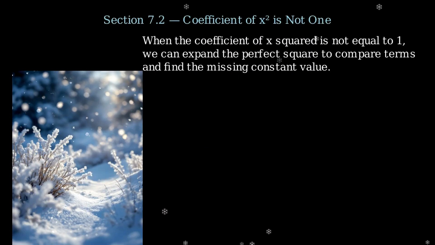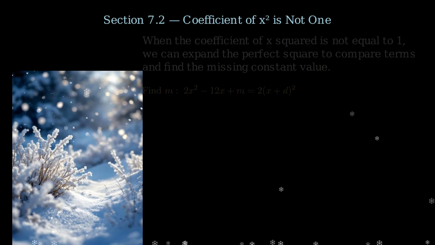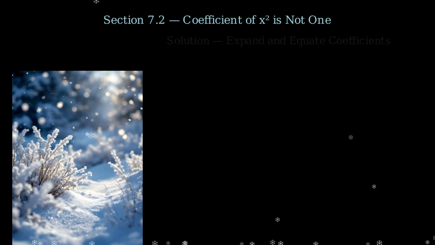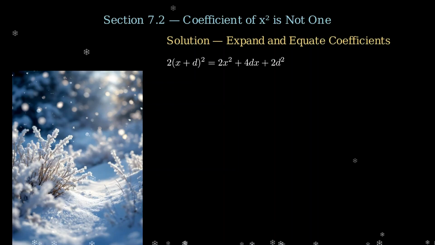What if the coefficient of x squared is not 1? With an expression of the form ax squared plus bx, we can still add a number to make it a perfect square. Let's look at this specific puzzle. If 2x squared minus 12x plus m is equal to 2 times the square of x plus d, what is m? To solve this, we first multiply out the right-hand side.